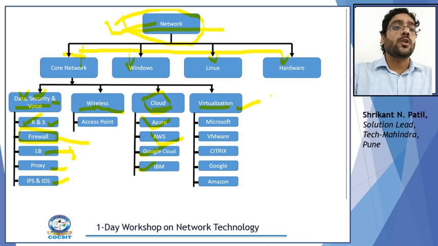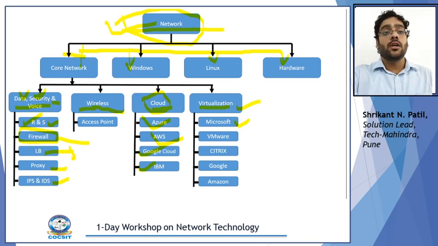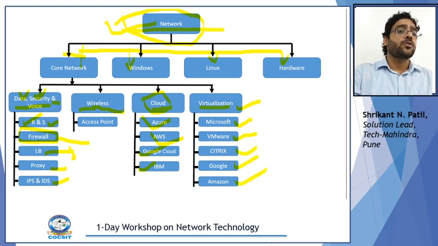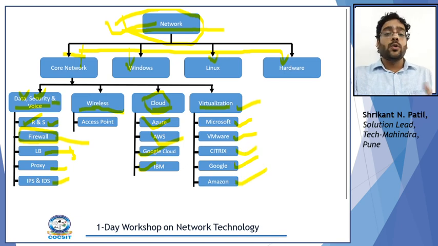So that is virtualization, and this is also highly in demand in the market. Microsoft is a virtualization vendor. VMware, Citrix, Google, Amazon, those are some vendors. They do provide virtualization.